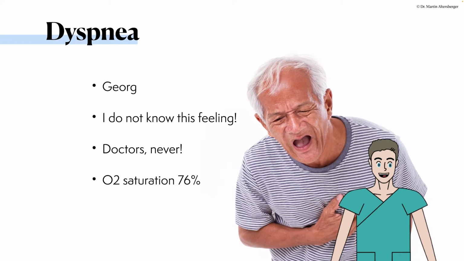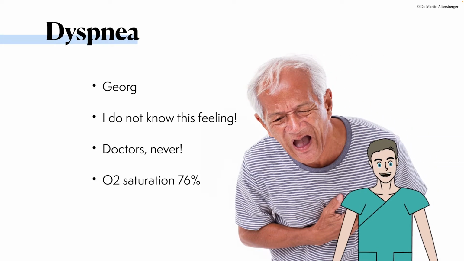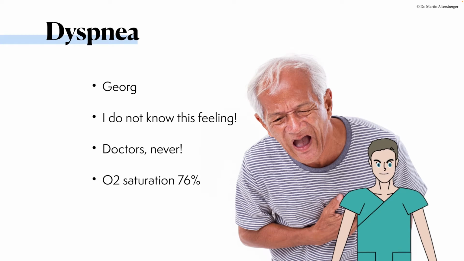We want to move on to our next patient. George has severe dyspnea. And he states in the emergency department, "I do not know this feeling. Doctors, I never go to doctors. I don't like doctors. But now I feel really bad." And his O2 saturation is only 76%. Now we have to figure out what is the problem of George.